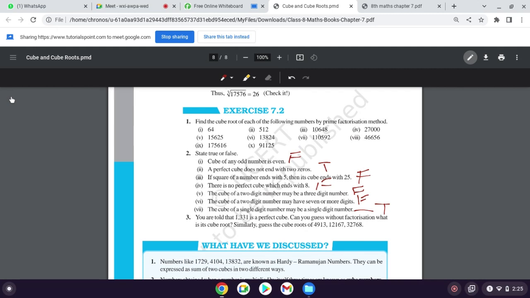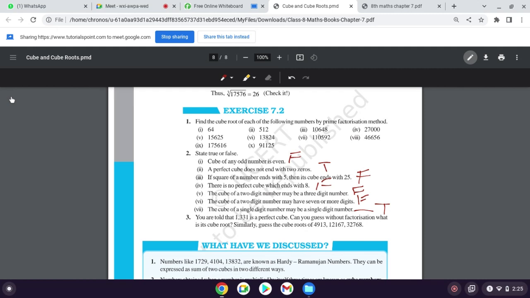So question number 3. You are told that 1331 is a perfect cube. Can you guess which factorization is its cube root? Similarly, guess the cube root of this and this. We will do this question in the next class.